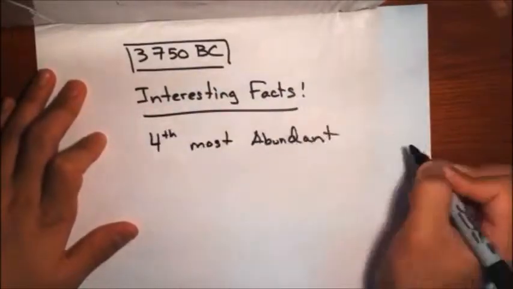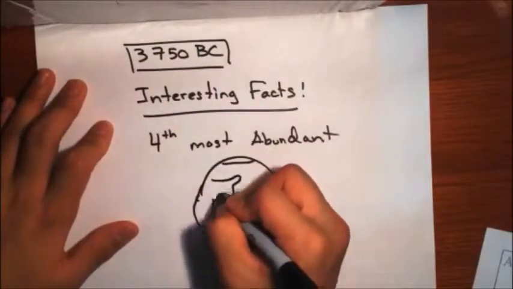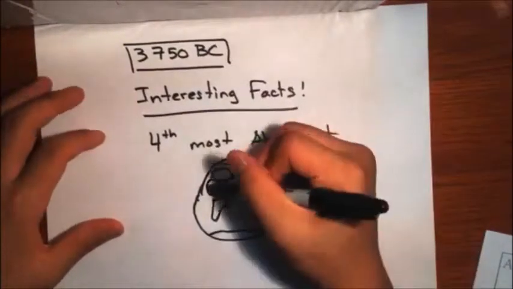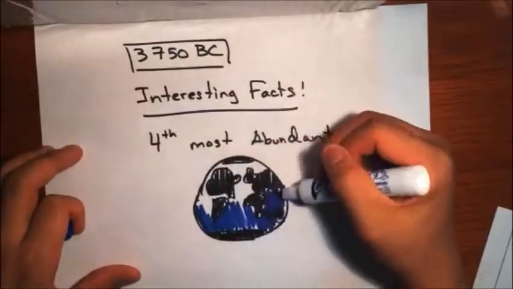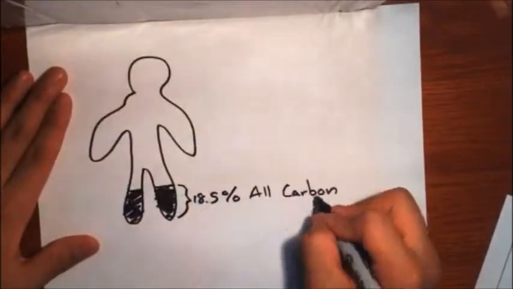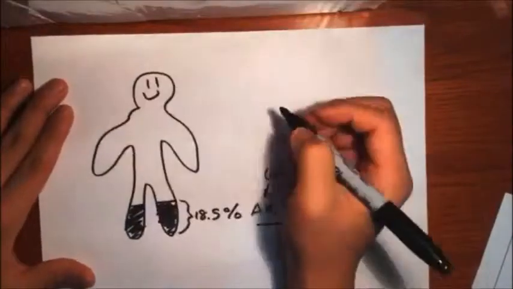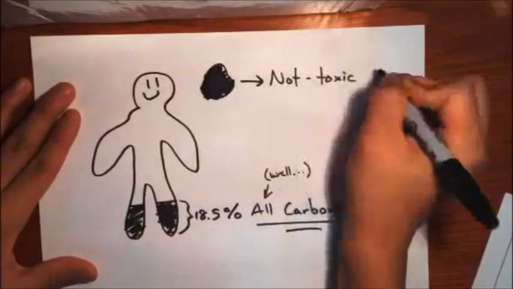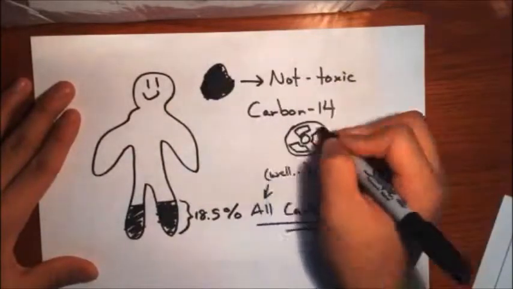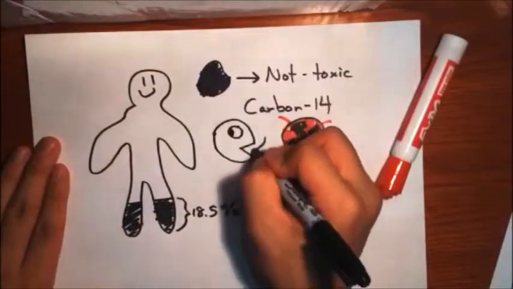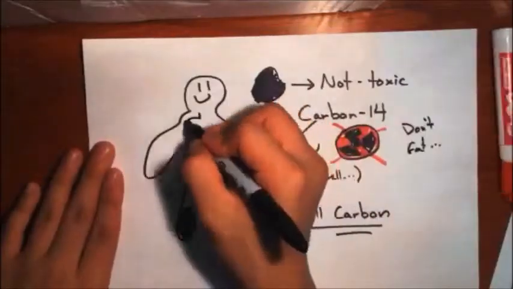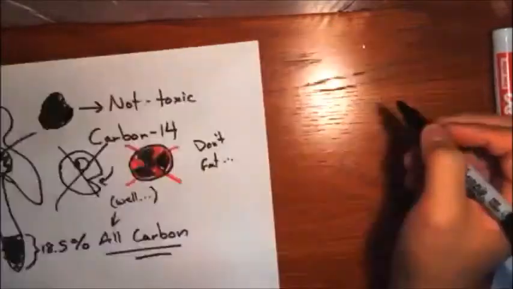Some interesting facts. Carbon is the 4th most abundant element in this whole world on Earth. Earth is covered with carbon. As a drawing on this Earth here. And humans. In every single human body, we have 18.5% of carbon. Carbon is not considered a toxic element, although carbon-14 is highly radioactive and deadly. But, you know, even though it's not toxic, don't consume it, because it can do some fatal lung damage. Not that anyone would.